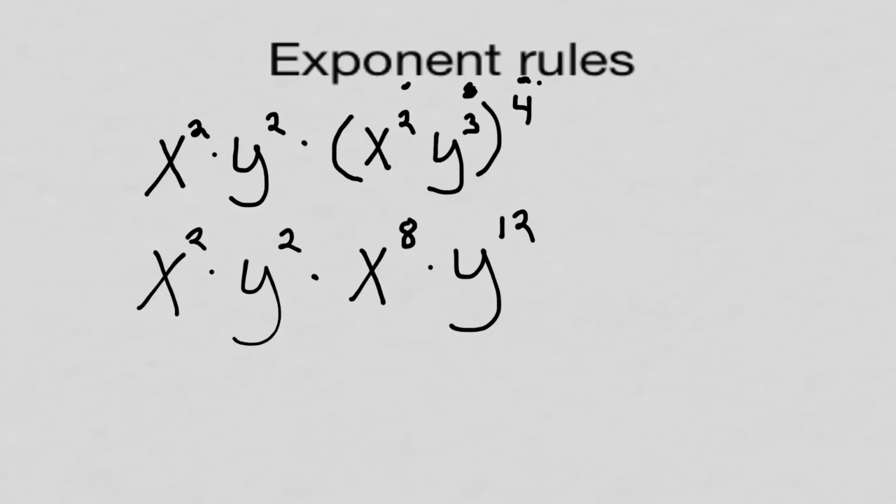My parentheses are gone. Now I know that I want to get my like terms together. I've got x squared here and x to the 8th. There's no power of a power here. Now we just got exponents, and I know that I add these. So this will be x to the 10th, y to the 2nd, y to the 12th. That's going to be y to the 14th. That's your answer.